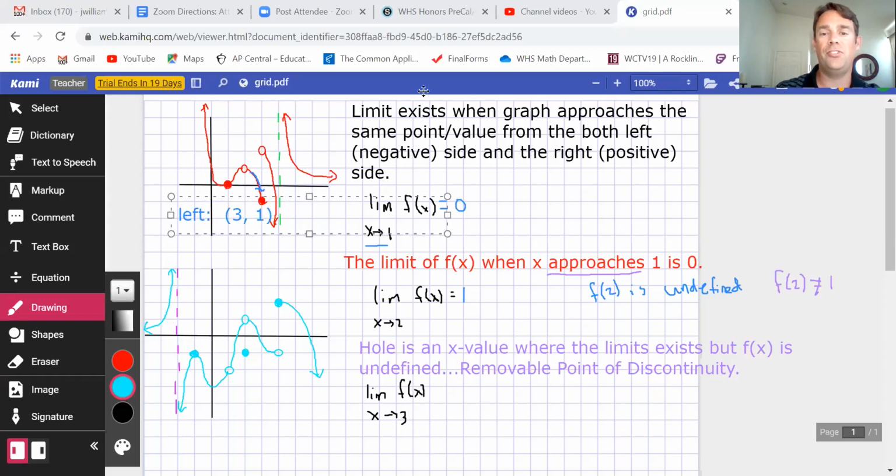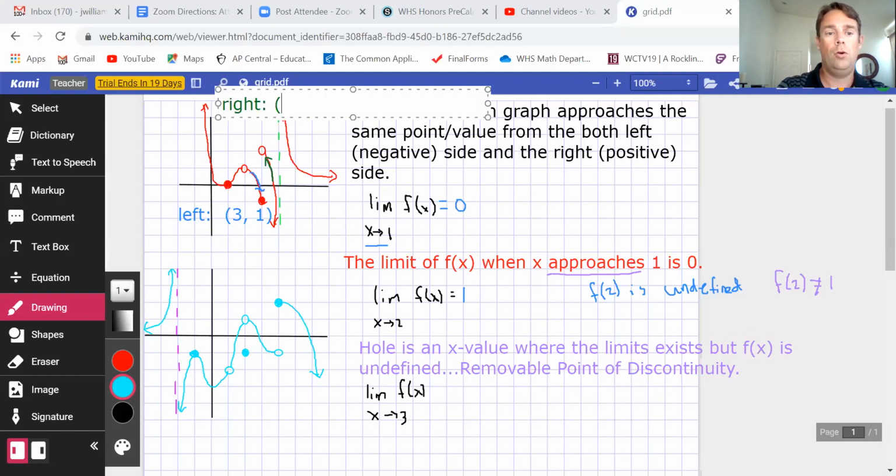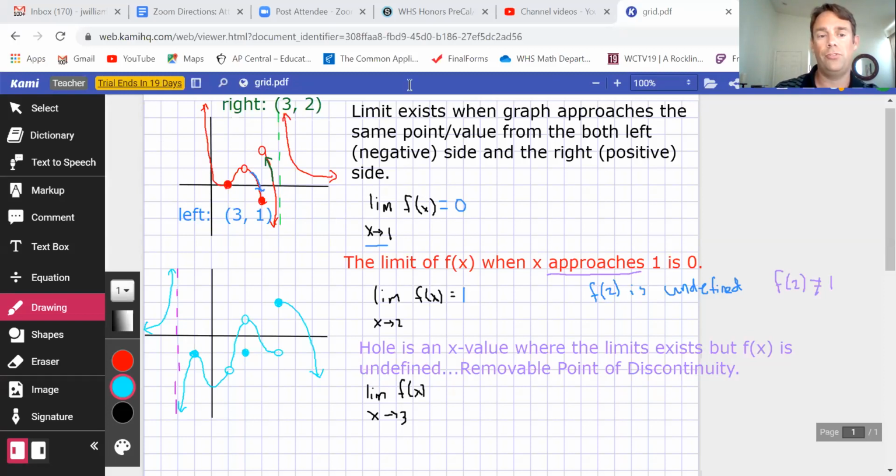From the right side, if I'm coming up here, notice the graph is going to a different value. From the right side, the point is going to be the point 3, 2. Notice, in this case, they go to different points. They don't go to the same point. Where this one goes to 2, this one goes to 1. And we said in order for the limit to exist, it has to go to the same point. So this limit does not exist.